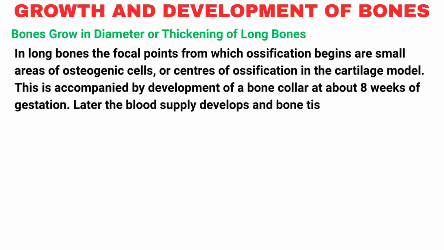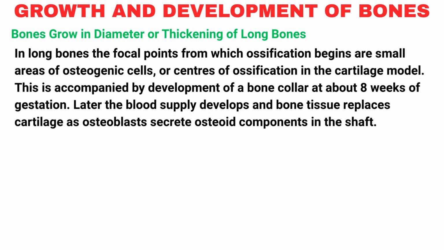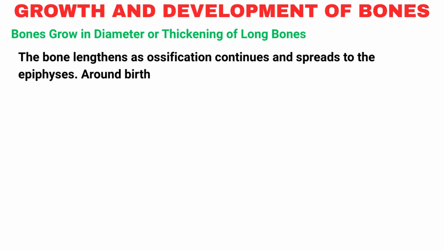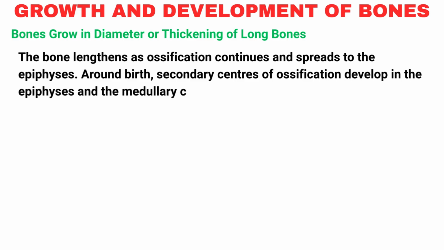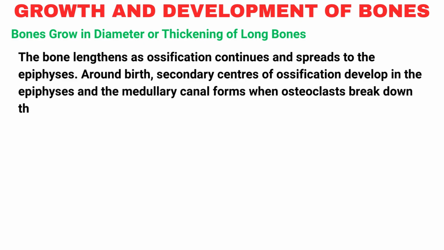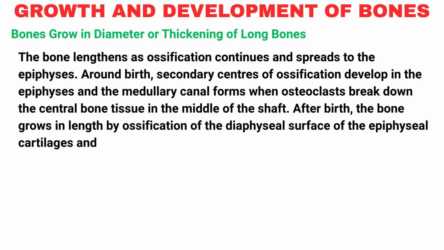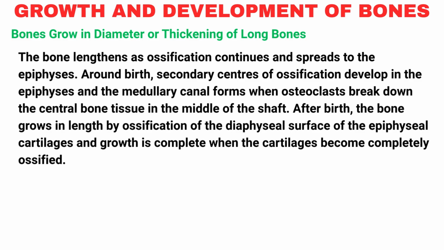Later, the blood supply develops and bone tissue replaces cartilage as osteoblasts secrete osteoid components in the shaft. The bone lengthens as ossification continues and spreads to the epiphysis. Around birth, secondary ossification centers develop in the epiphysis and the medullary canal forms when osteoclasts break down the central bone tissue in the middle of the shaft. After birth, the bone grows in length by ossification of the diaphyseal surface of the epiphyseal cartilage, and growth is complete when cartilage becomes completely ossified.